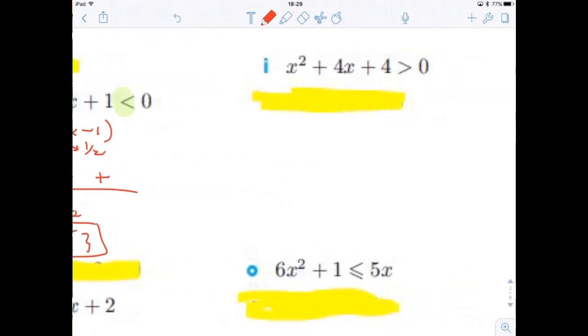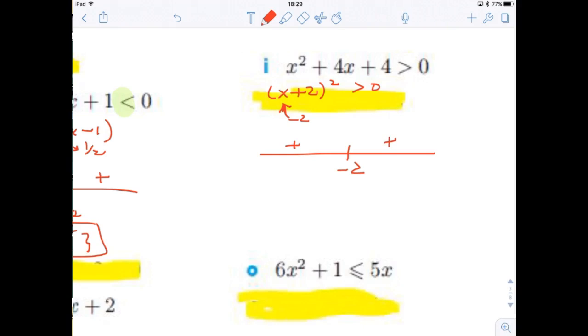Okay, x squared plus 4x plus 4. Again, we're going to factor: x plus 2 squared is greater than 0. So a negative 2 value here would make it equal to 0. So I'm going to draw my number line with negative 2 as a critical point. And now I'm going to put in a big negative number in here, and I'll get a big negative number squared, which is a positive number. I'll put in a big positive number. Big positive number squared is positive.